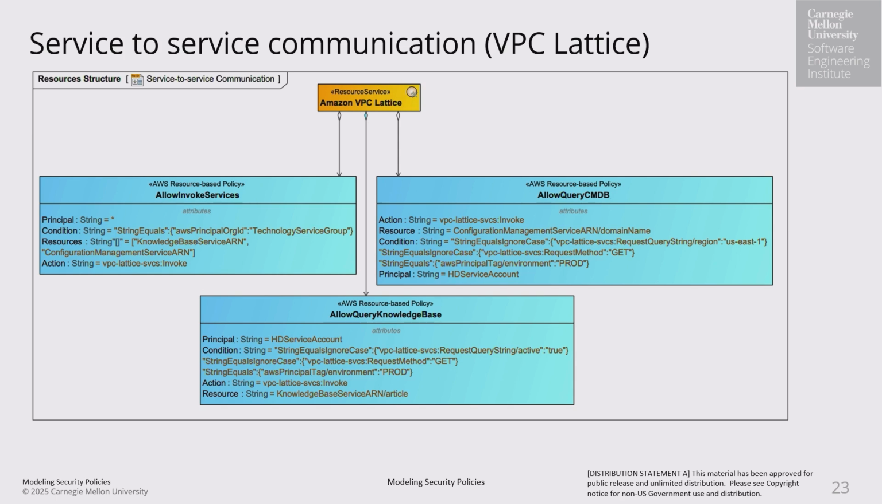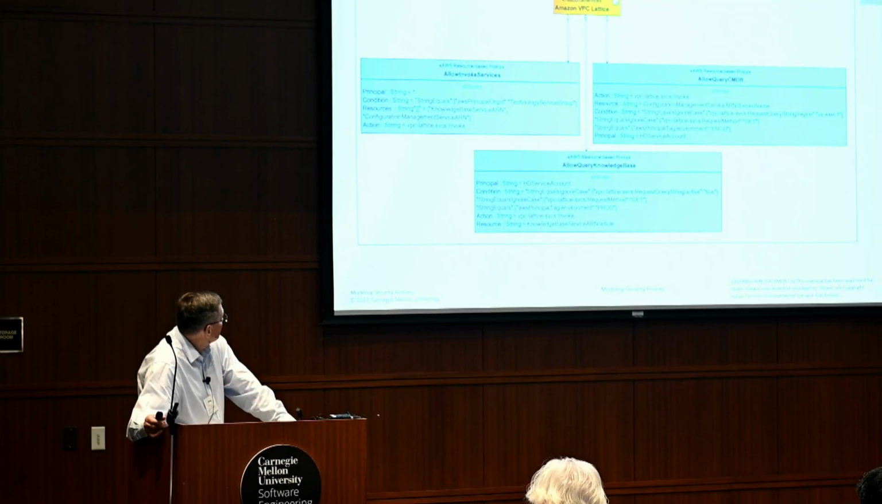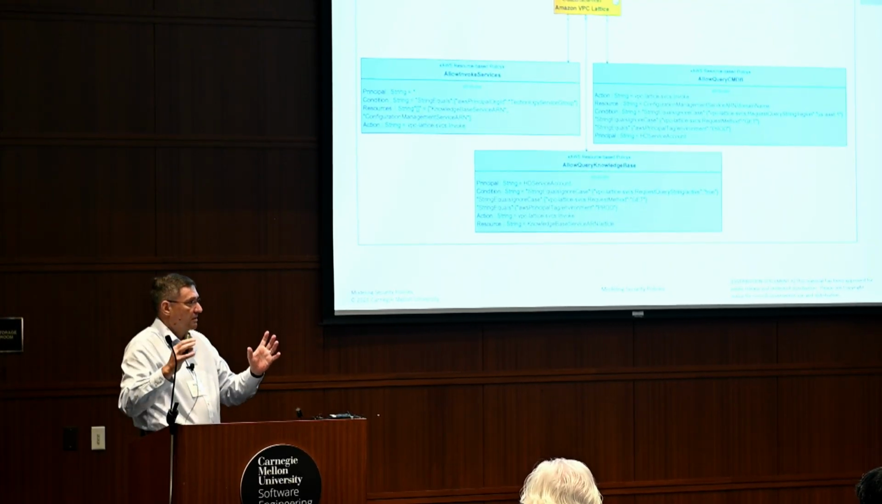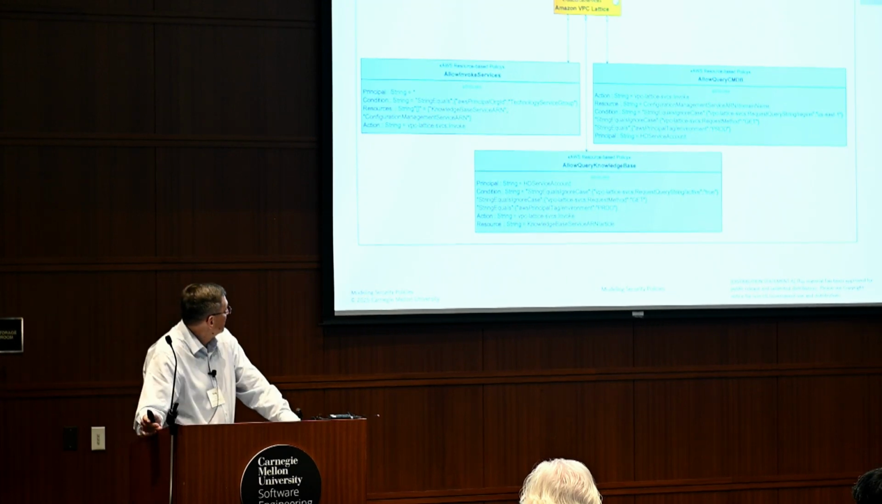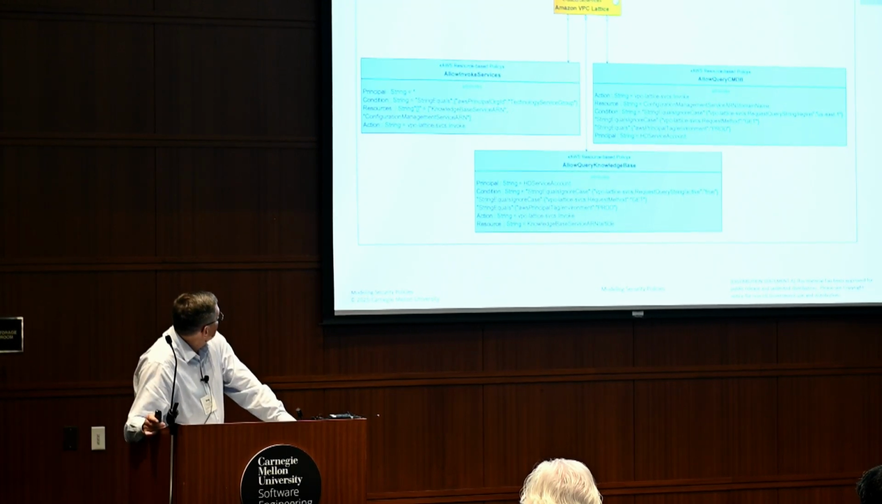You could see that various actions are defined and conditions, more importantly, very robust conditions are defined. And you could see the resources are important in this case because the resources describe what type of services can talk to each other, right? So VPC would create that software-defined network, and the services would actually play with each other. So in this case, the knowledge base can be queried, and CMDB can be queried from another service.